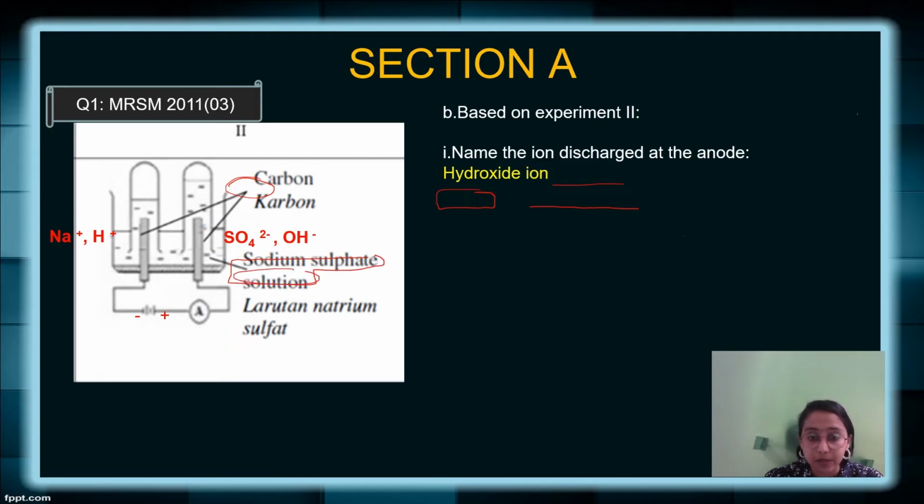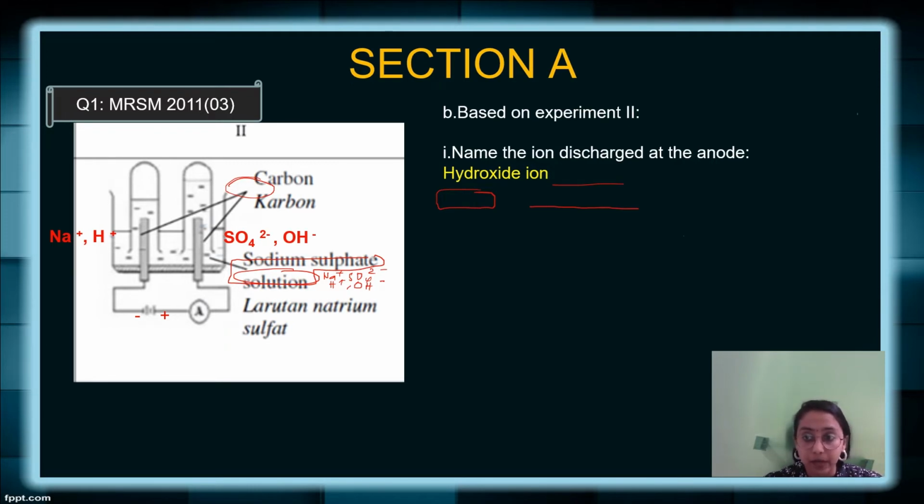Can you see the word solution? That means remember there must be 4 ions, 2 positive ions and 2 negative ions. So sodium ions, sulfate ions, hydrogen ions and hydroxide ions. Then based on the terminals, go and put up the ions which are attracted. So the positive electrode will attract the negative ions, the negative electrode will attract the positive ions.